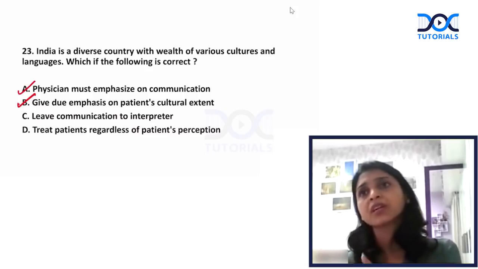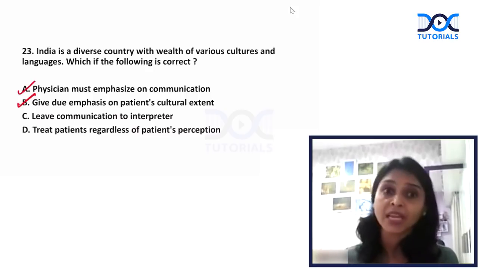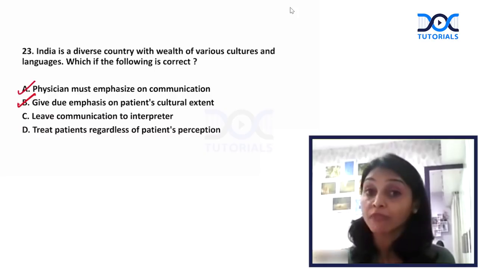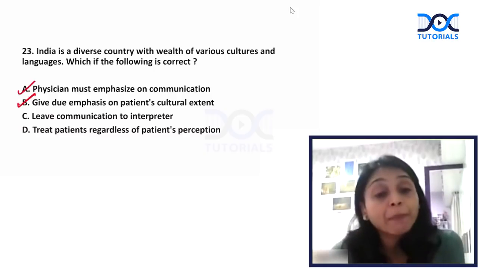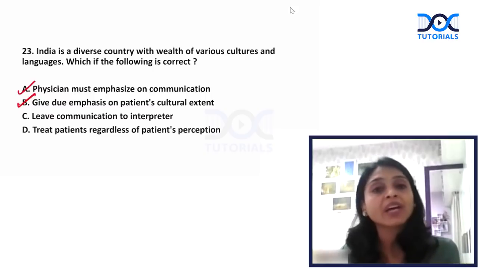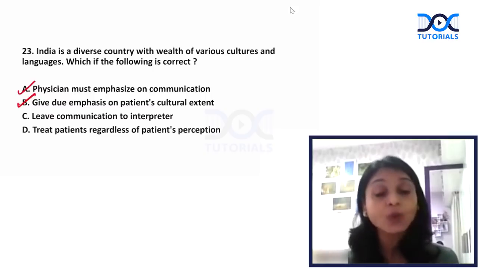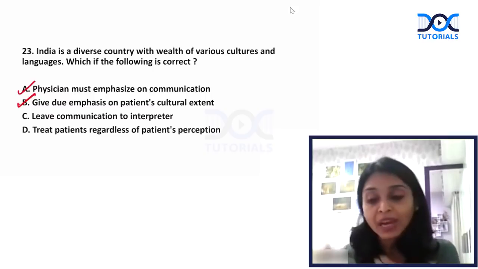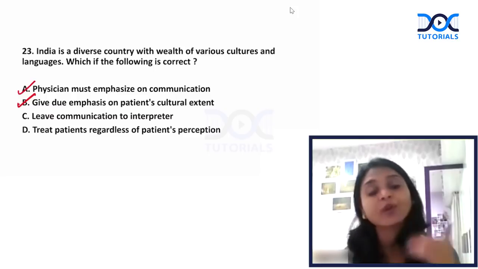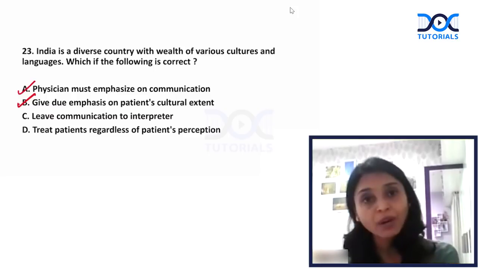Suppose there is a patient who is coming with some nutrient deficiency, and you are asking that patient, you have to take non-veg every day. What if that person is coming from a background where their culture doesn't allow non-veg? So you have to understand that, and you have to give them an alternative according to their culture. So communication is important, as well as understanding their culture is important.